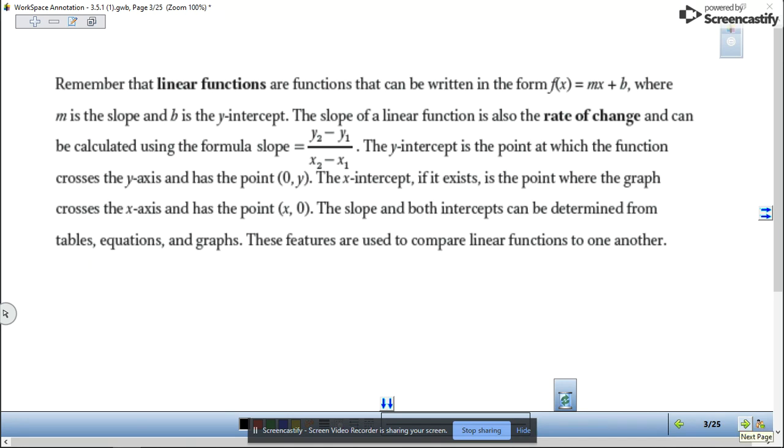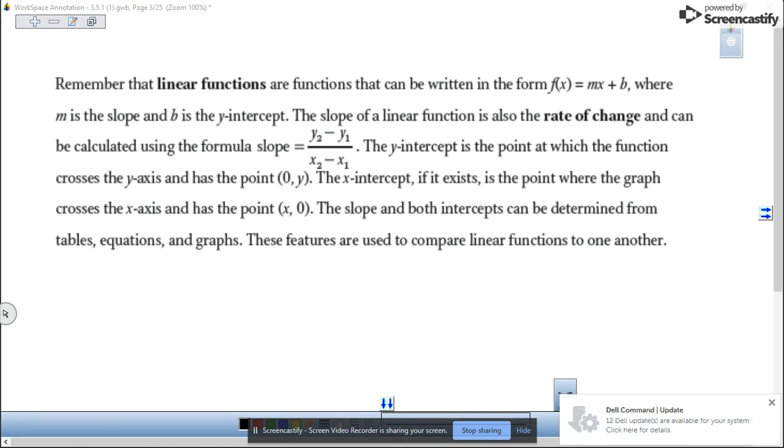Remember, linear functions can be written in the form f of x equals mx plus b, which is basically just y equals mx plus b. M is the slope and b is the y-intercept. The rate of change can be found using the slope formula, which is right in the middle of the page here. The y-intercept is where it crosses, 0, y, and the x-intercept, if there is one, is x, 0.